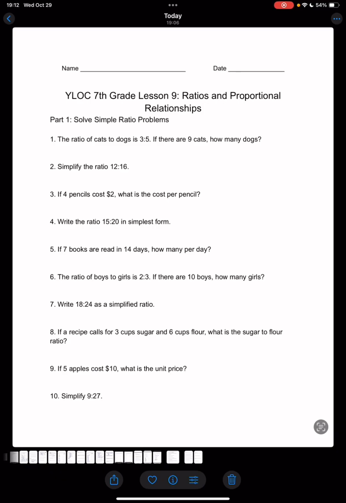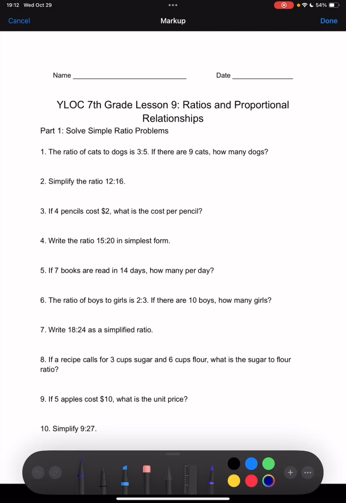The ratio of cats to dogs is 3 to 5. If there are 9 cats, how many dogs? Ratios are basically like scoreboards if you know football. So the ratio of cats to dogs is 3 to 5. So cats, there are 3 because it's cats to dogs, 3 to 5, and the dogs are 5.